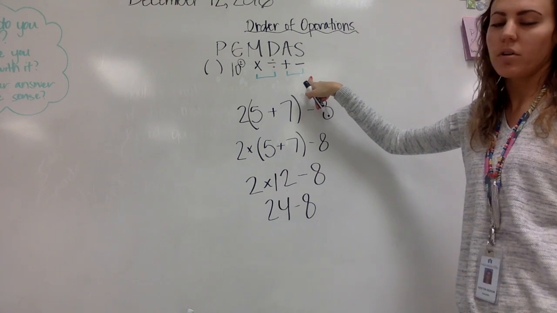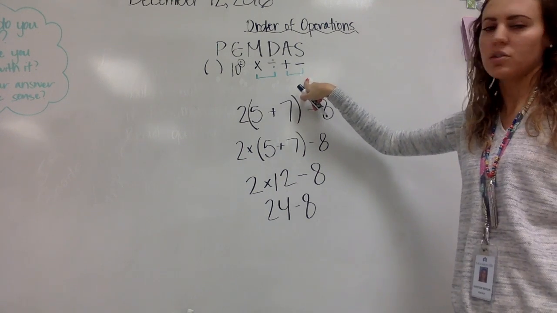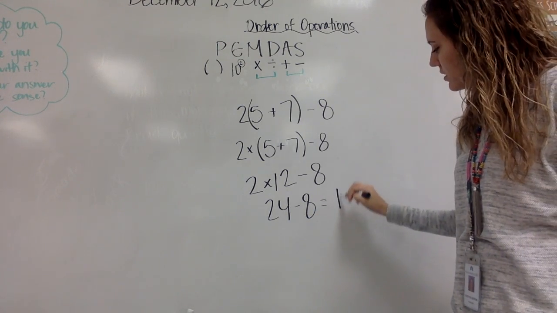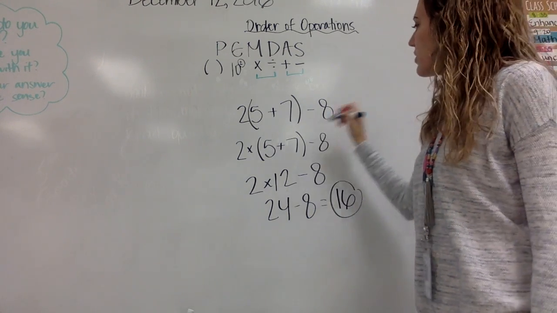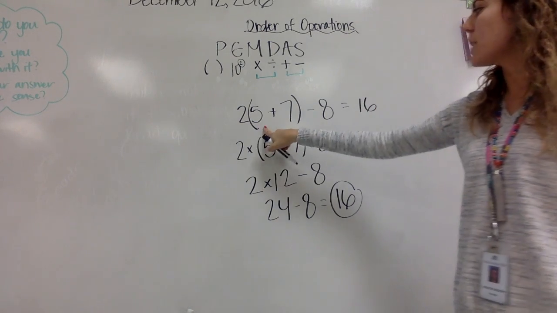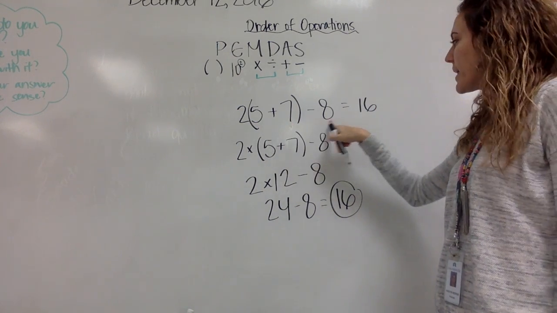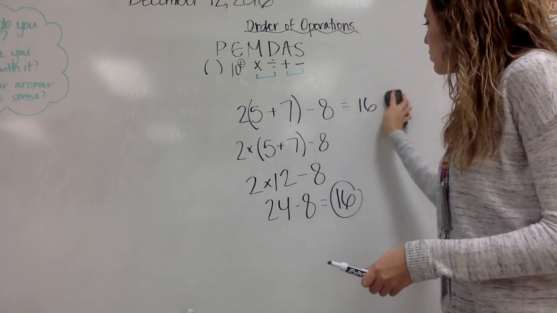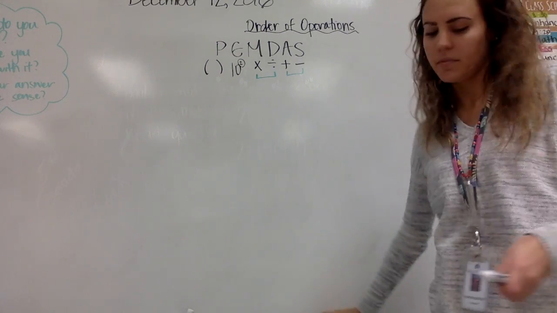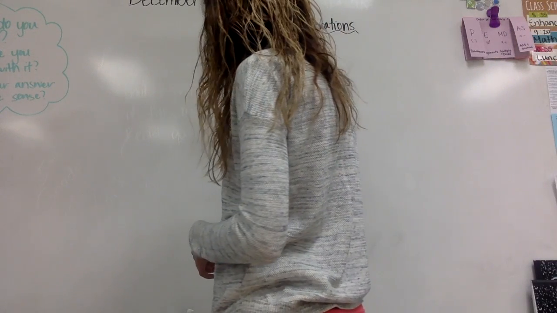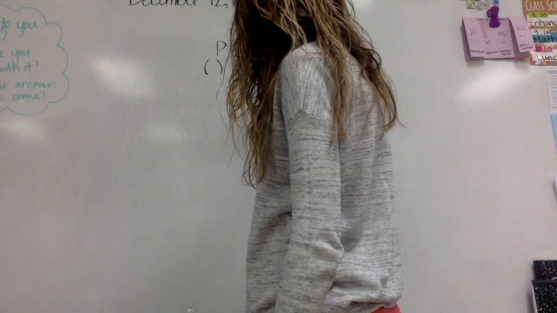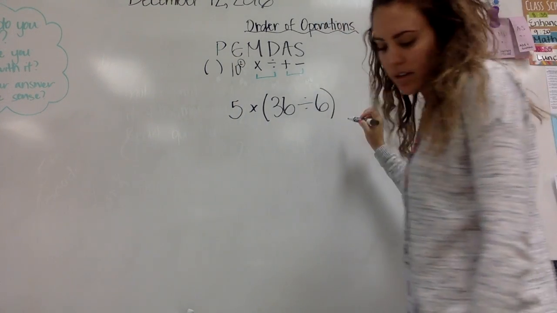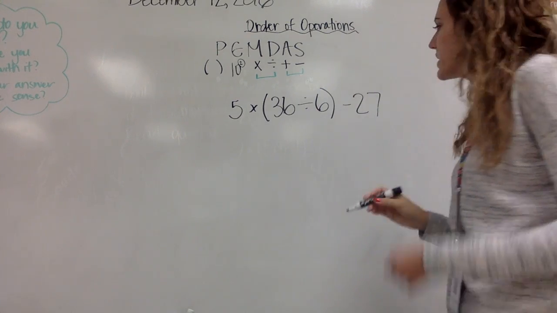Looking at the rest of my order of operations, I can do addition or subtraction, whichever comes first, and there's subtraction. So 24 minus 8 equals 16. So I know that my original equation, 2 times 5 plus 7 in parentheses minus 8 equals 16 using order of operations. Let's try one more just to make sure we've got it. So if we have 5 times 36 divided by 6 minus 27.